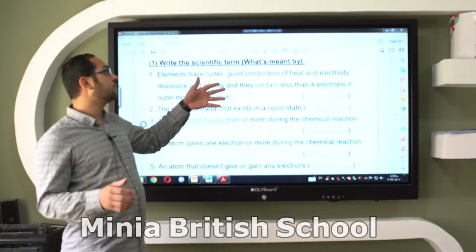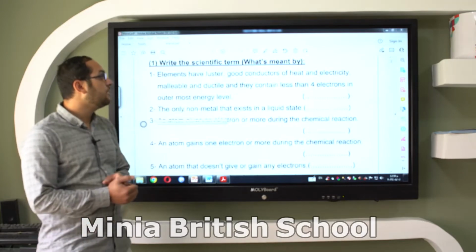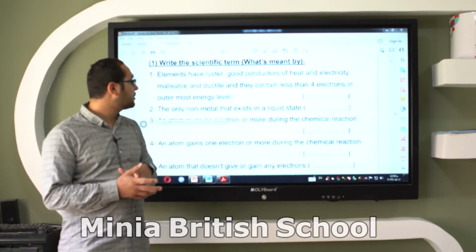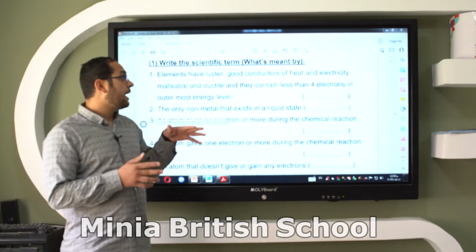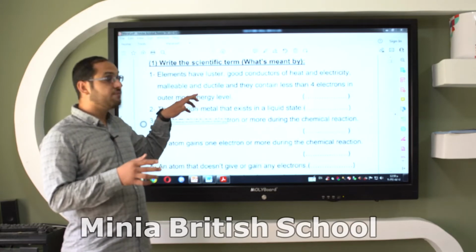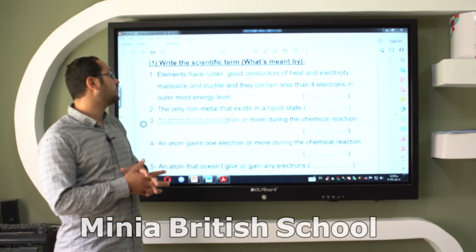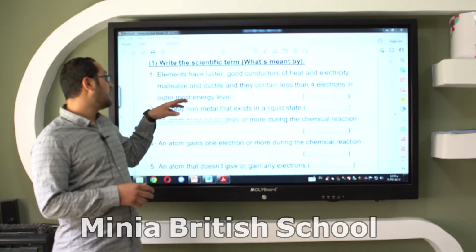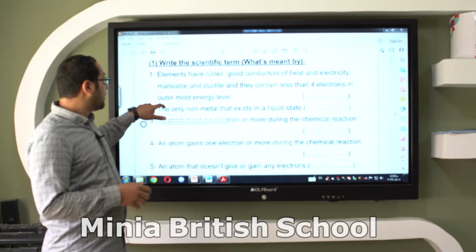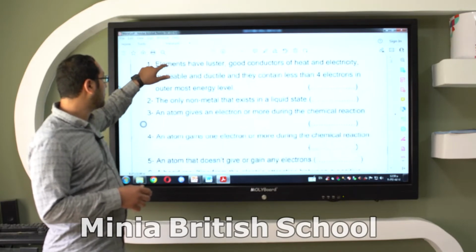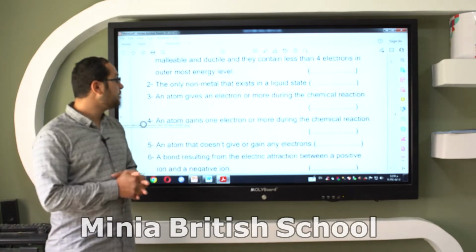Elements have luster, are good conductors of heat and electricity, malleable and ductile, and they contain less than 4 electrons in the outermost energy level. Okay, these are the metals. If the elements are bad conductors of heat and electricity, and not malleable, not ductile, these are our non-metals. The only non-metal that exists in the liquid state is bromine.